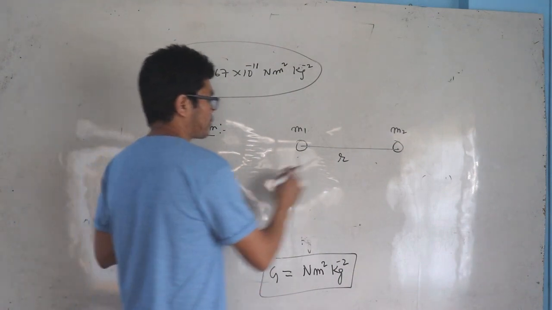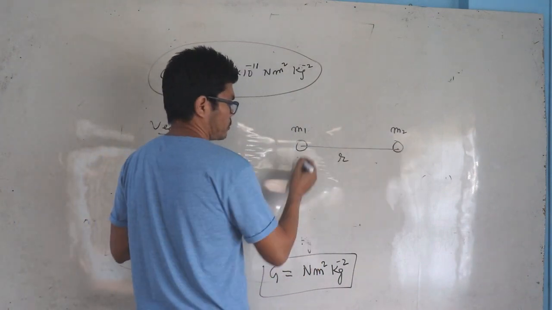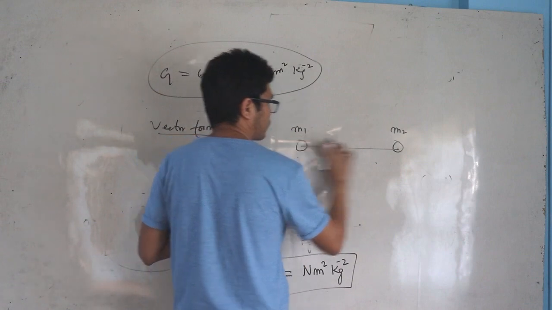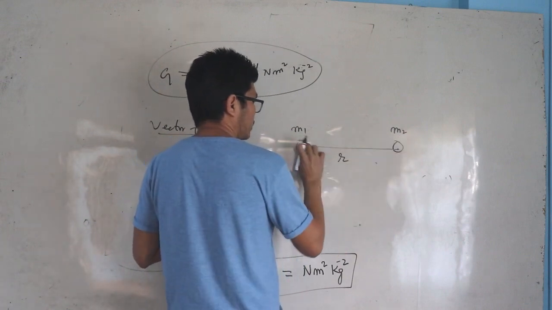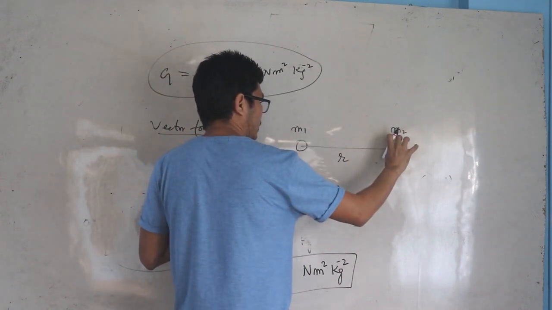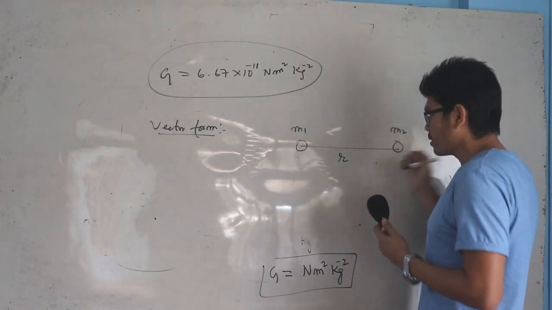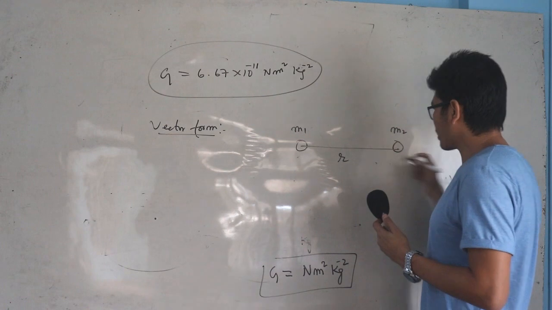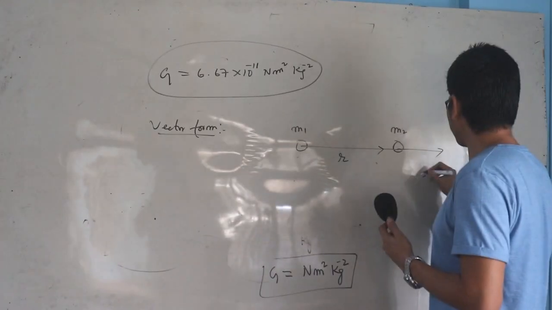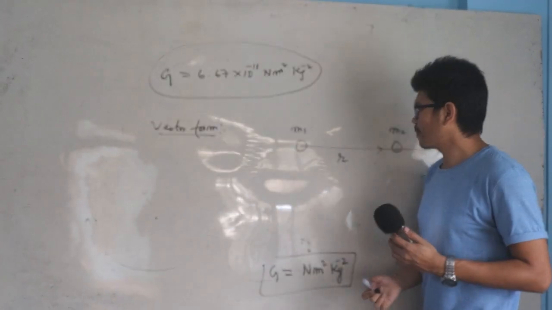Imagine that these two are attracting each other. Suppose m1 is attracted by m2. Say this is moving right now, being attracted. Something like, I'm pulling this one in this direction, pulling like this. That's why the force direction should be in this direction. So you can point like this. This is F, the force.